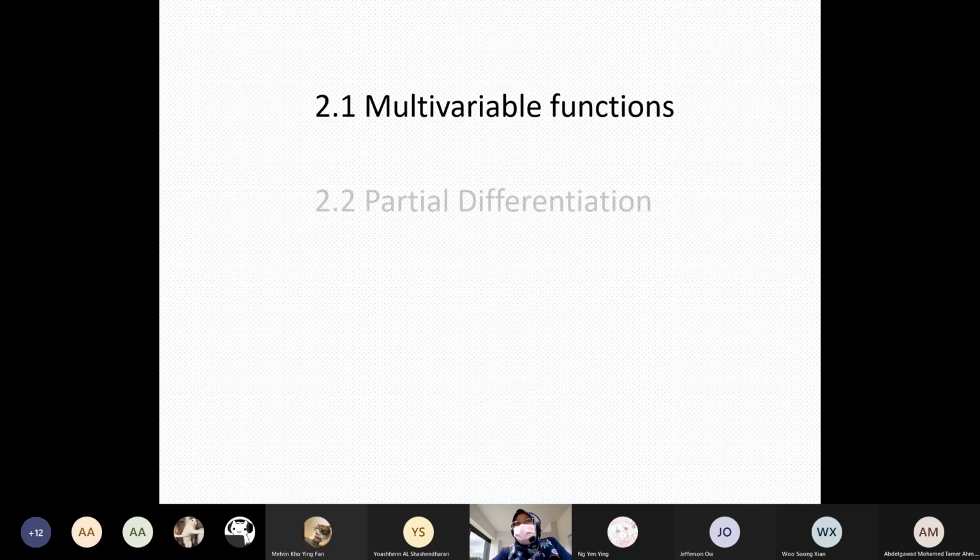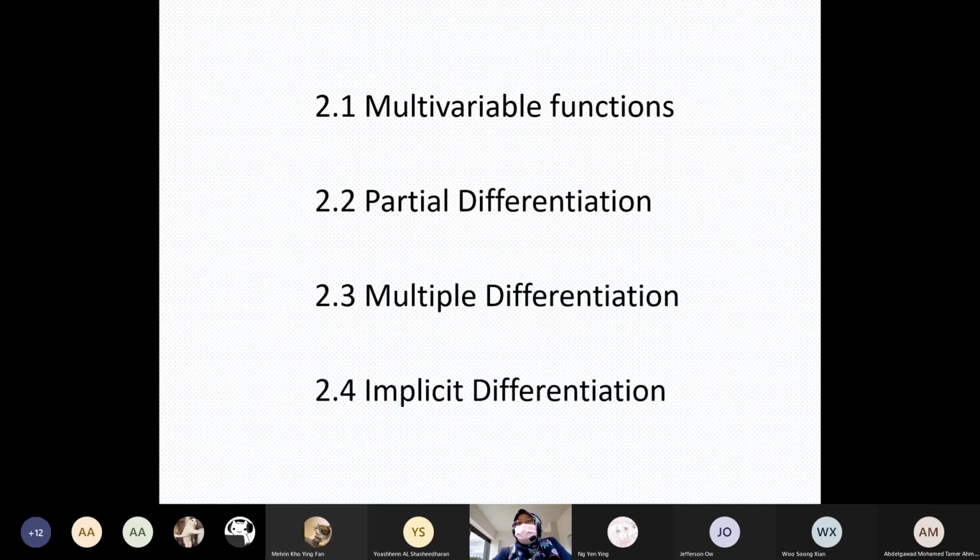Okay, so in this partial derivative part 1, we have divided into 4 parts: multivariable function, partial differentiation, multiple differentiation, and implicit differentiation. I hope today we can finish up to 2.2, multivariable function and also the partial differentiation. If we have more time, then we can continue to the multiple differentiation.